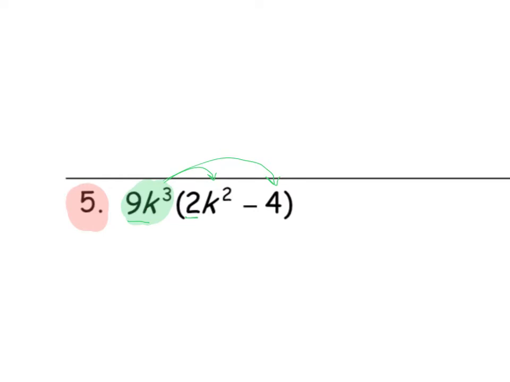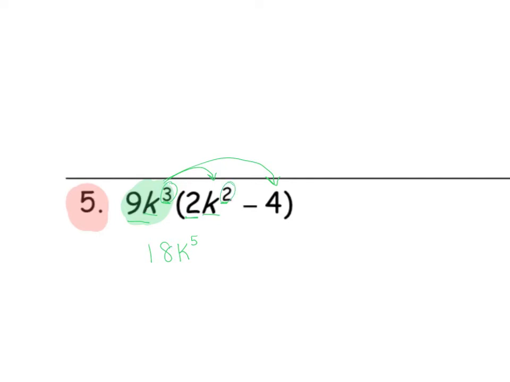I multiply the two coefficients, so 9 times 2 gives me 18. I have a k cubed and a k squared. Same base, so I write down the k, and I'm going to add the exponents. k cubed times k squared gives me k to the 5th, because 3 plus 2 is 5.